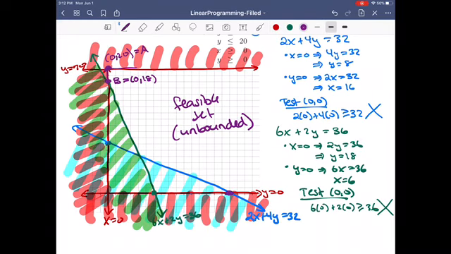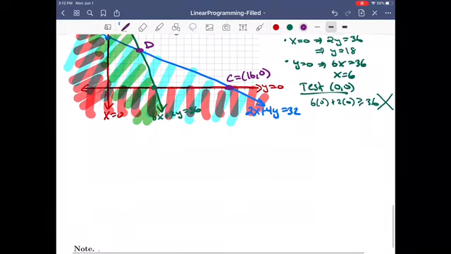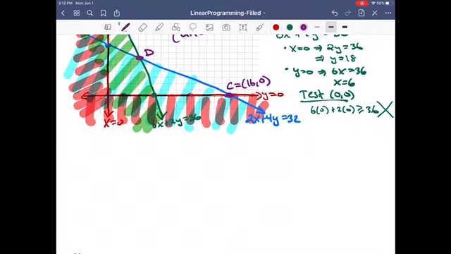We have this corner point down here, so let's call that C, and this was (16, 0). And then we have this corner point D that we need to find. It's the intersection of the blue and the green. So let's find D.